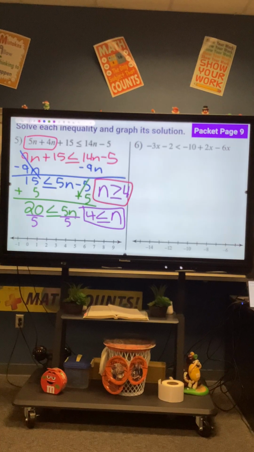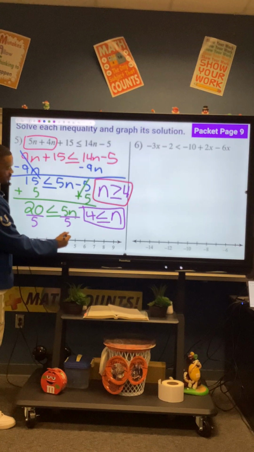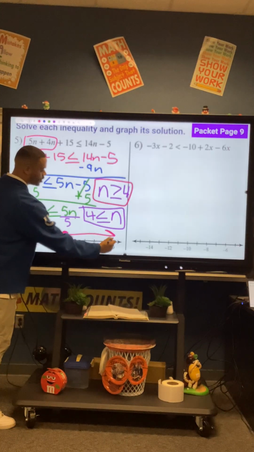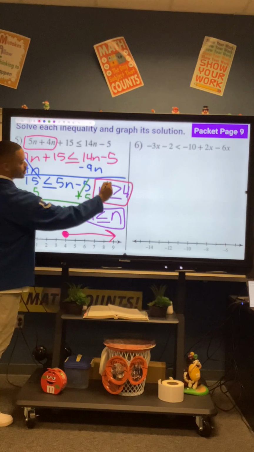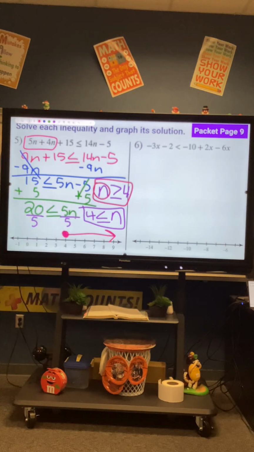So Jennifer, how do I graph this? Is my circle open or closed? And then am I going to the left or right? You sure? Right. Are you good? Remember, wherever the alligator mouth is facing the variable, if it's facing it, I'm going to the right. If it's away from it, I'm going to my left.